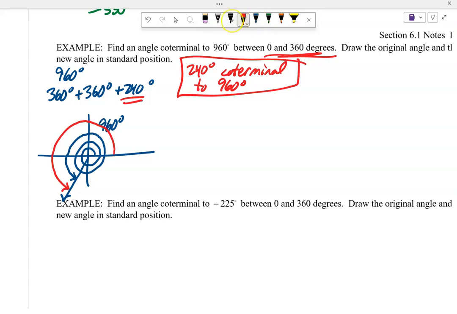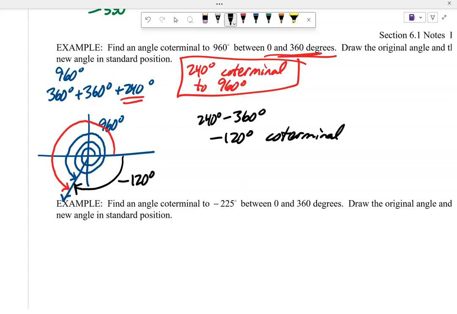You could also do, let's do a negative one. What's this one in black? If the red one is 240 degrees, what's the black one? Negative how many? So negative 120. Again, you should have got that black one because you know the black one would be 240 minus 360. Negative 120 is also coterminal to 960 degrees or coterminal to 240 degrees. All right, let's do another one.